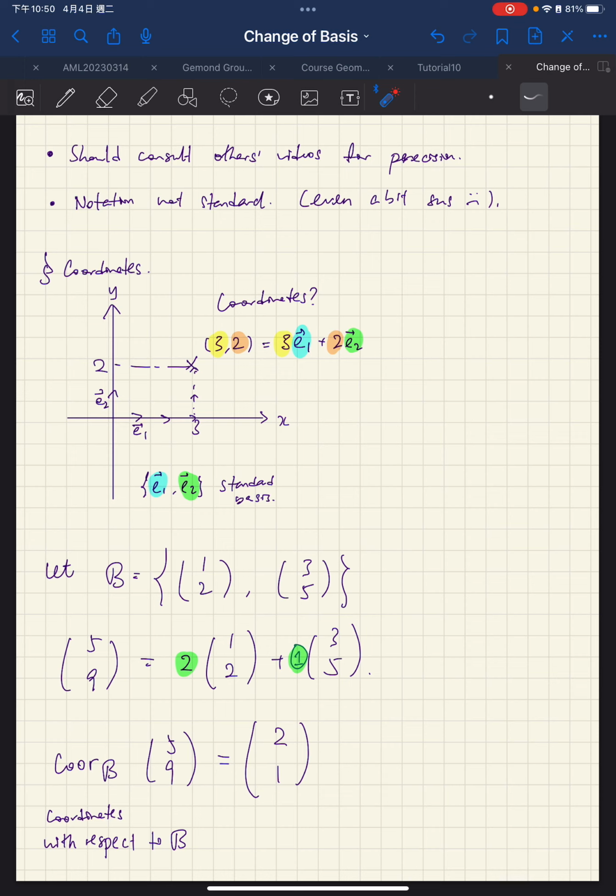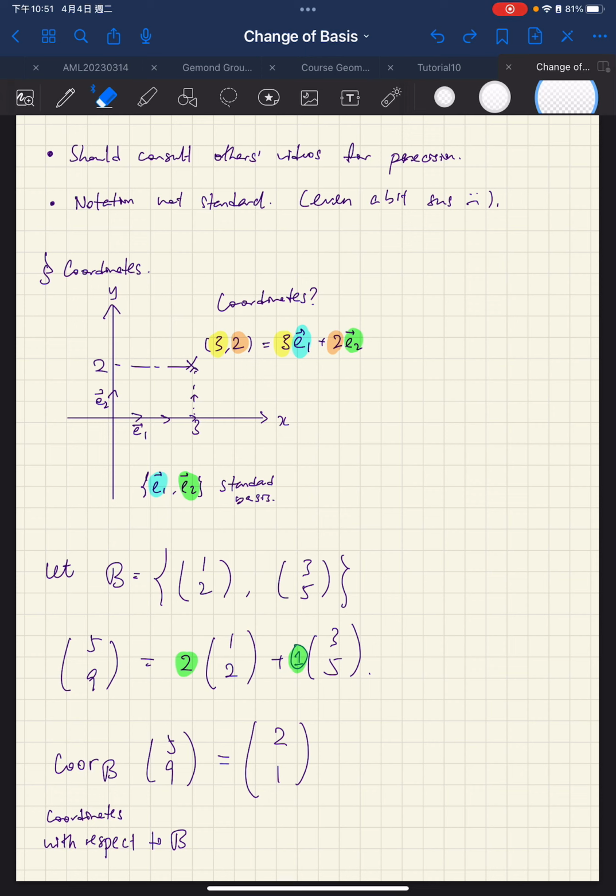Okay, so now the first thing is solved, so we know what a coordinate is. But finding coordinates is difficult. You're saying, nah, you're just writing down 2 and 1, how could it be difficult? Imagine now I'm not giving you this. I'm just asking what is 5, 9 in the basis. It's difficult, right? How do you even know that it's 2, 1? You just don't know.